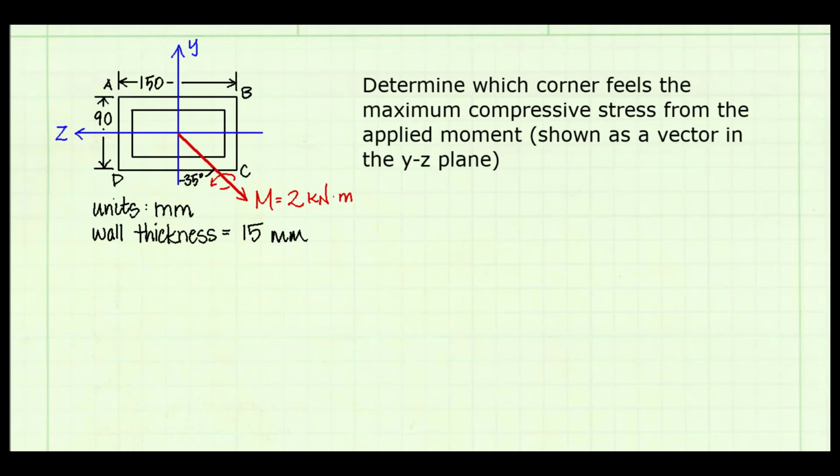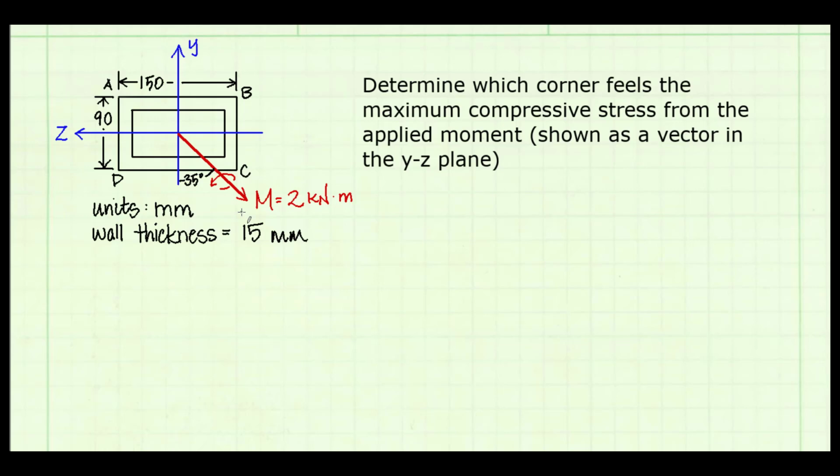Here's an example of an unsymmetric or biaxial bending problem. It says, determine which corner feels the maximum compressive stress from the applied moment, which is shown as a vector in the YZ plane. You can see the moment vector shown in red. It has a magnitude of 2 kilonewton meters. We can visualize its direction using the right-hand rule.